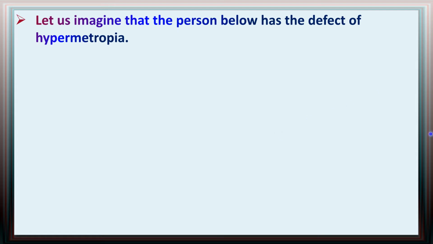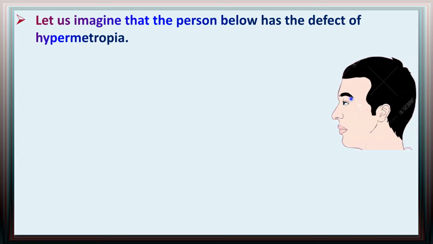A person suffering from hypermetropia is able to see distant objects clearly but cannot see nearby objects. So here is the same person, that is a person suffering from hypermetropia. These are the hyperopic eyes.